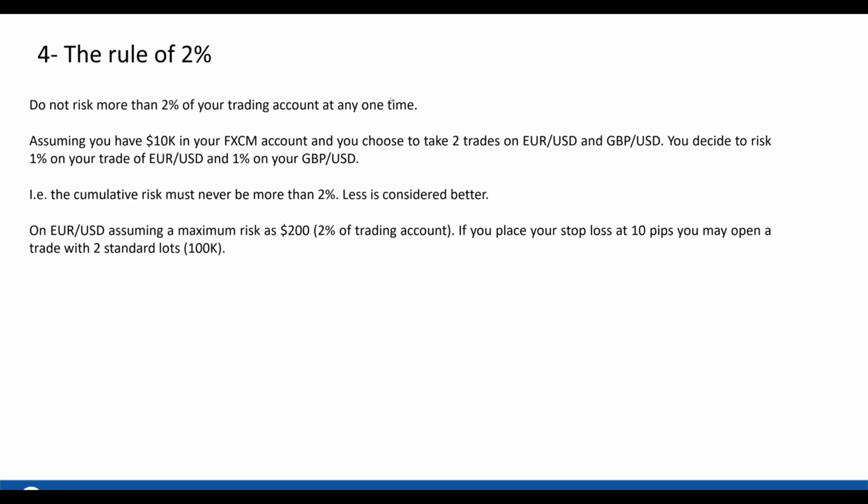If you place the stop loss at 10 pips, then you may open a trade with 2 standard lots, 100K times 2. And that means for every pip movement, there will be a $20 move. Once it reaches that 10 pips, that's your $200 that you're prepared to risk, and it will cut there.